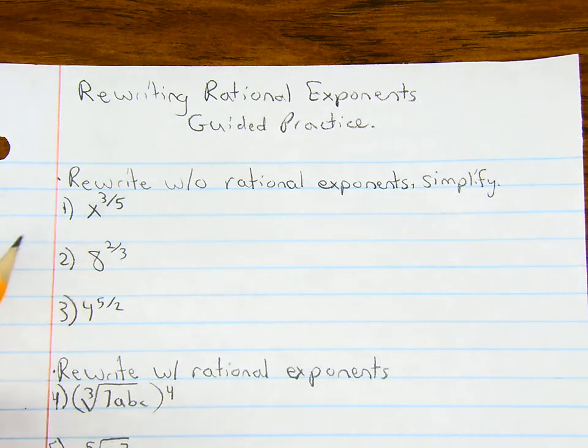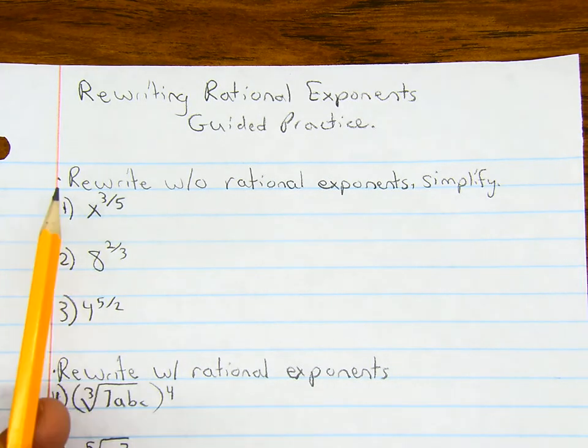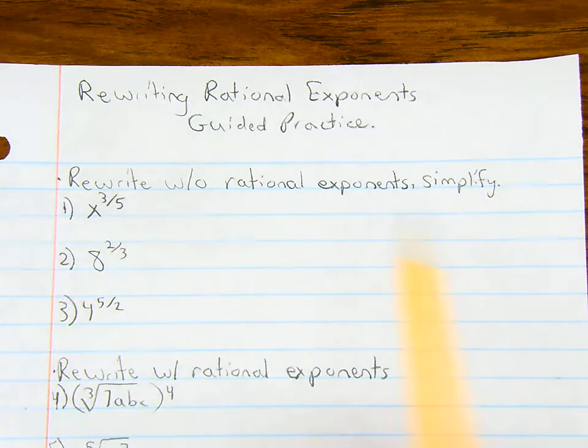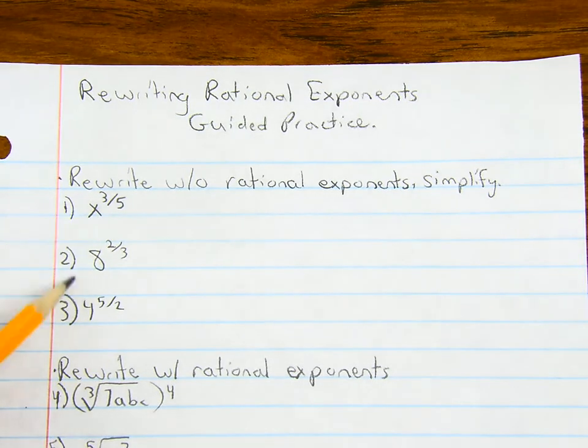So go ahead, you want to make sure you get the directions. It's always important so that way you know which ones you're doing and why you're doing it. Otherwise, a lot of people know what to do, but they forget the direction that tells them to do that particular step. So rewrite without rational exponents and simplify, and pause the video and go ahead and copy all of these down.